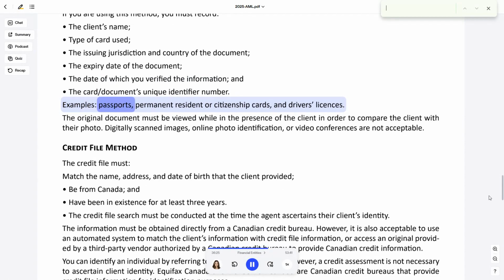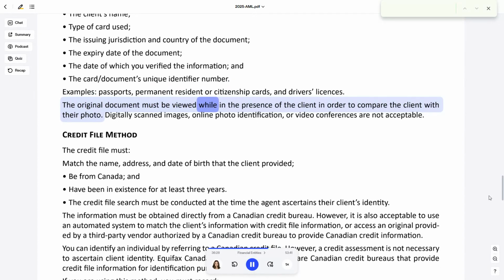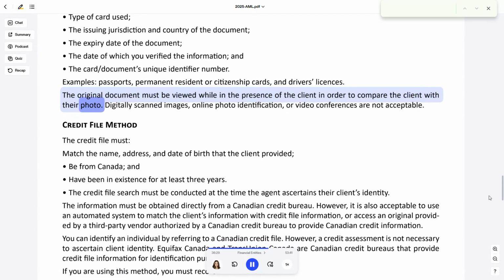Examples: passports, permanent resident or citizenship cards, and driver's licenses. The original document must be viewed while in the presence of the client, in order to compare the client with their photo. Digitally scanned images, online photo identification, or video conferences are not acceptable.